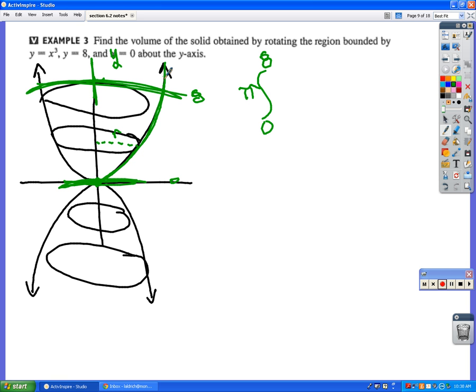y equals x cubed. But since we're going this way, we need to rewrite it as x equals y to the 1/3. Because it's an x equals, not a y equals, because we're going sideways. Because I solved this for x, so I took the cube root of all. Because you want the x equals. Okay, so that's our function, so it's going to be y to the 1/3 squared, technically dy.